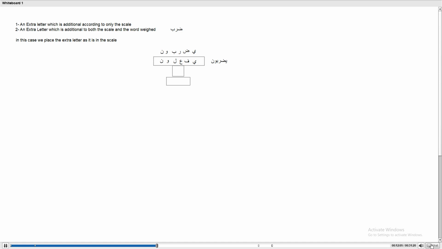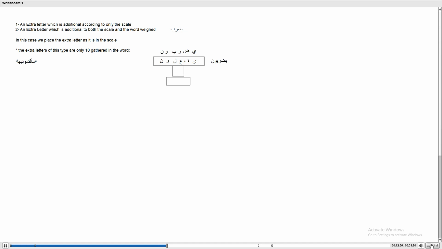Okay. Now, the extra letters of this type are only 10, gathered in the word سألتمونيها, or أمان وتسهيل.